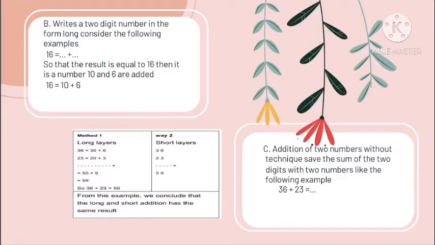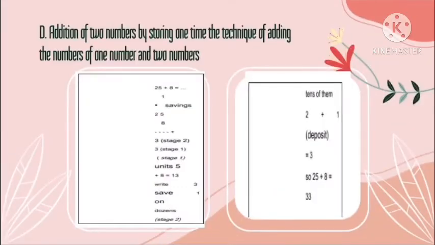And C, addition of two numbers without the technique of saving, the sum of the two digits with two numbers, like the following example. 36 plus 23. And D, addition of two numbers by saving one time, the technique of adding the numbers of the two numbers.